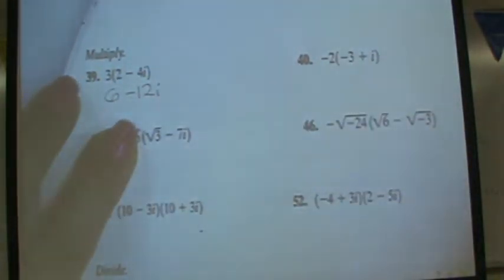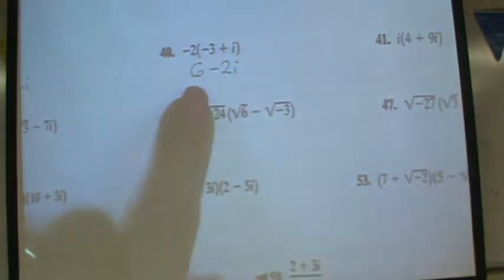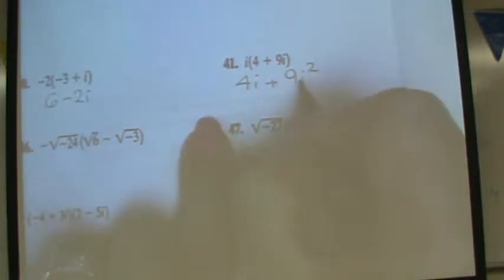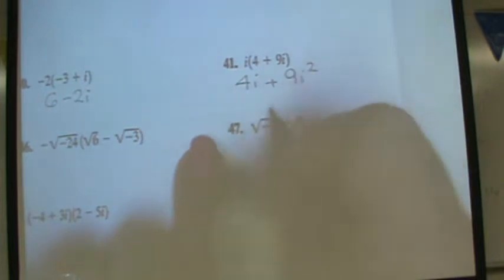Number 39, you are just going to multiply. 3 times 2 is 6, and then minus 12i. Number 40, negative 2 times negative 3 is 6, and then minus 2i. 41, 4i plus 9i squared, and i squared is negative 1, so this whole thing is actually negative 9.